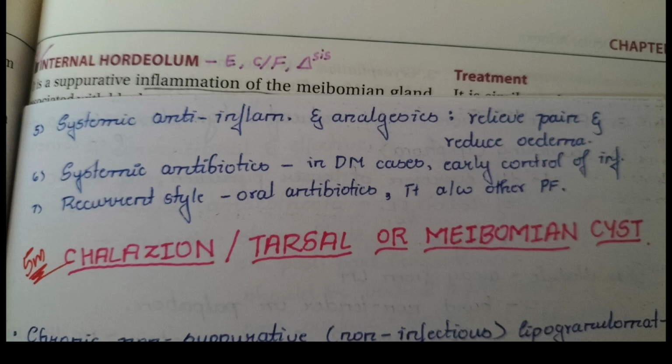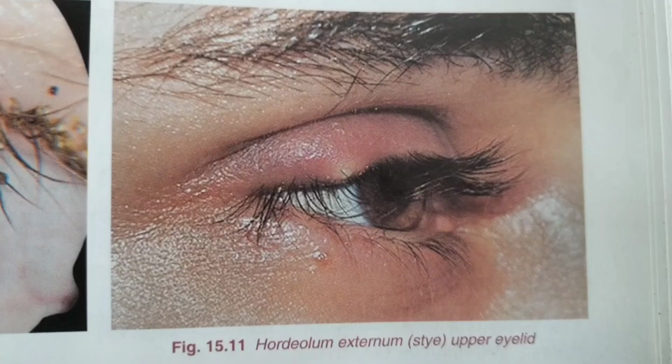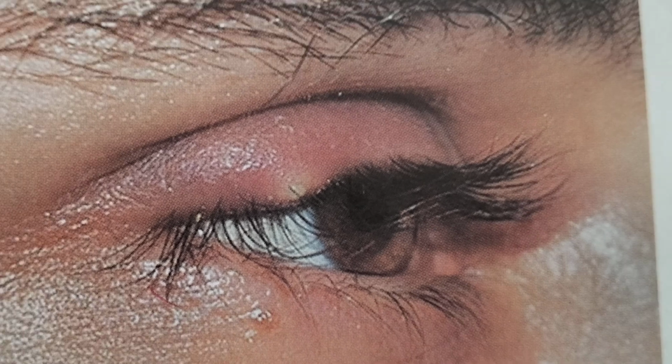We will give systemic anti-inflammatory drugs and analgesics to relieve pain and reduce the edema. We will give systemic antibiotics, and in diabetes cases, early control of the infection, and in recurrent stye, oral antibiotics along with treatment of other predisposing factors. This is a picture of external hordeolum. You can see the opening present at the lid margin. This is hordeolum externum, an acute suppurative inflammation of the gland of Zeis and gland of Moll.